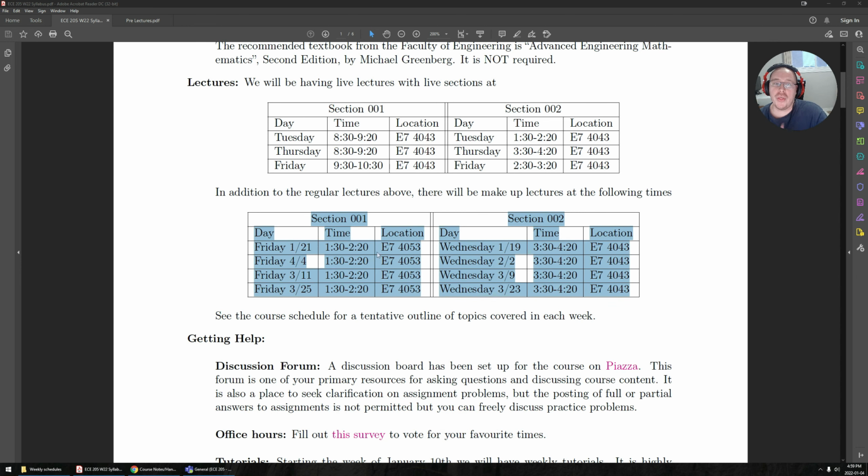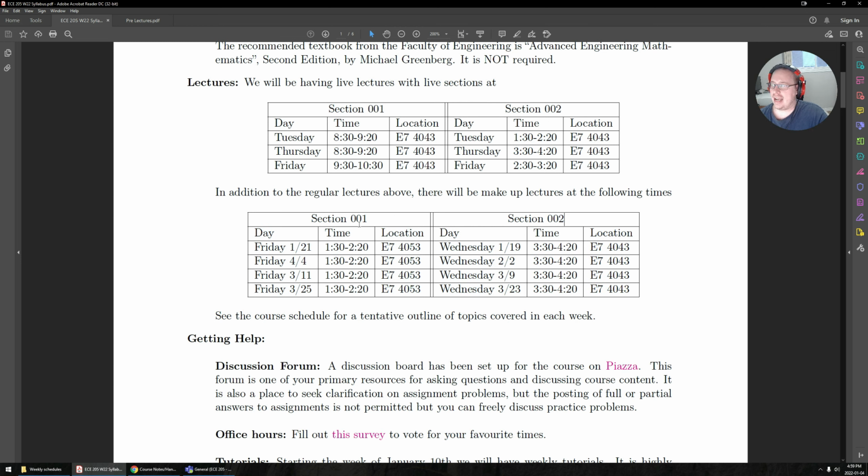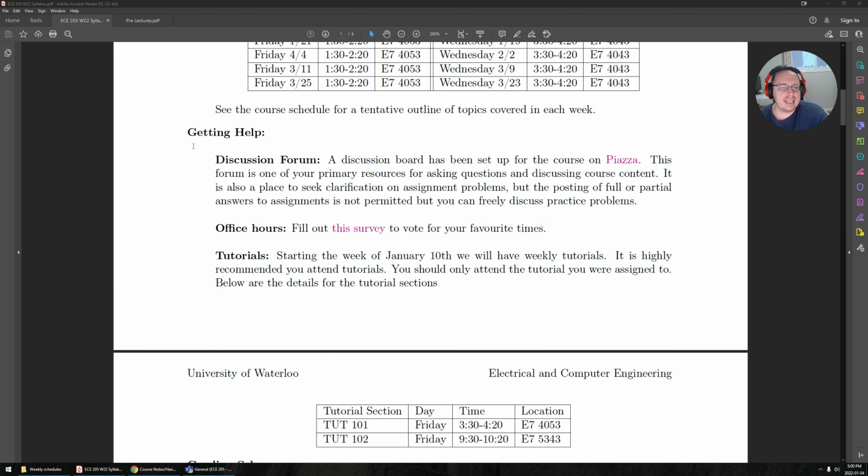In addition to those, here are some extra scheduled lectures that we have. Do note that if you are in section 1, we're not going to have the first makeup lecture, and if you're in section 2, we're not going to have the last makeup lecture. The reason is that if I did that, the 2 sections would be off by exactly 1 class throughout the entire term, and that's just going to be a mess, and we don't actually need that extra lecture to cover everything. So yeah.